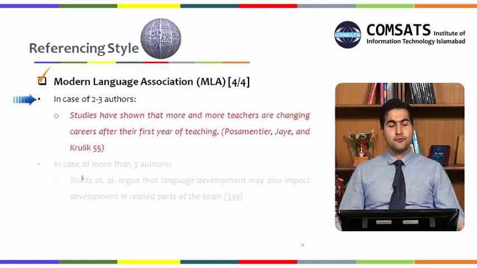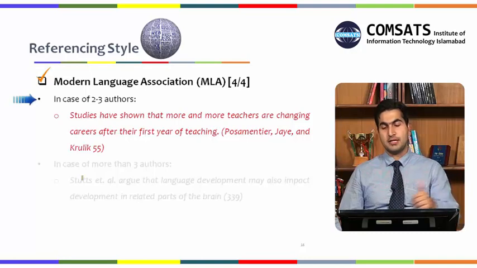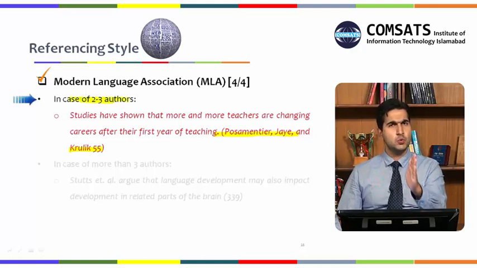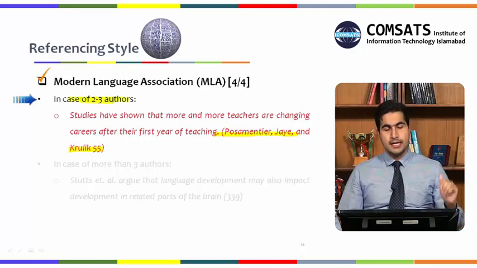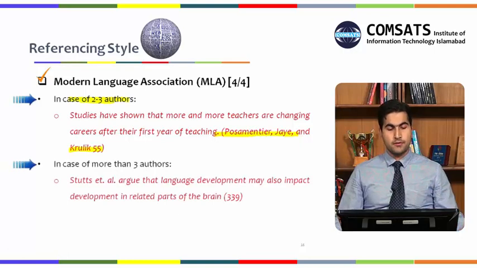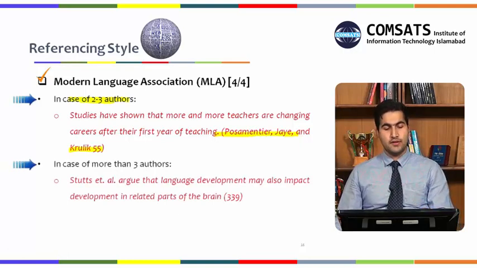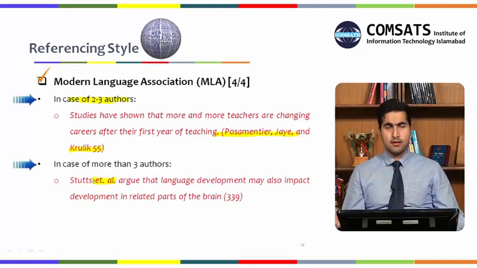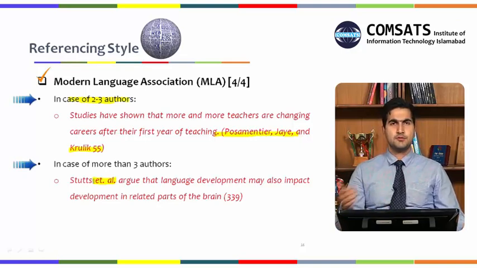In case of 2 to 3 authors, for example, studies have shown that more and more teachers are changing careers after their first year of teaching, and then you provide the names of these authors as well. This is the case when there are 2 to 3 authors. In case of more than 3 authors, you have to use the expression et al. It's pronounced in both ways. Some say et al, some say et all. It's a Latin expression which means and the others.